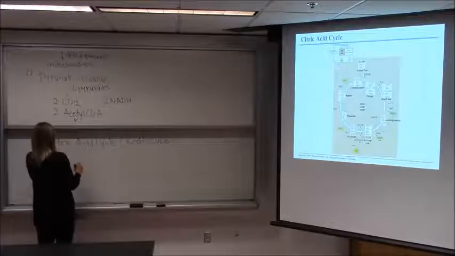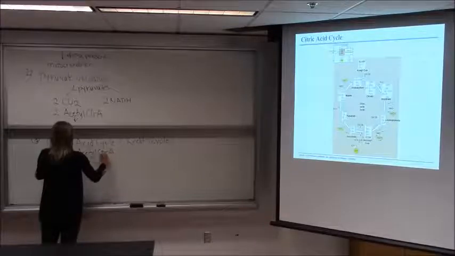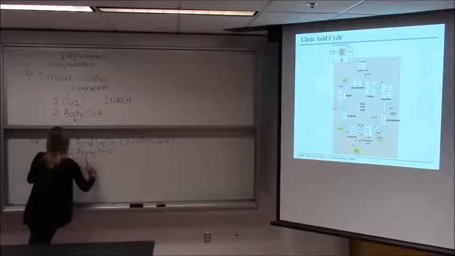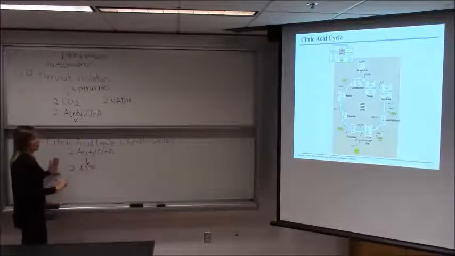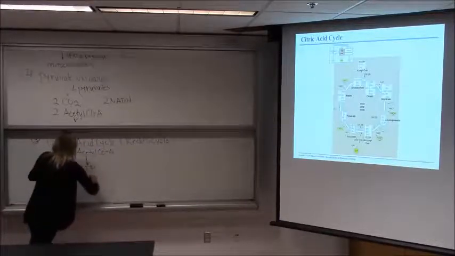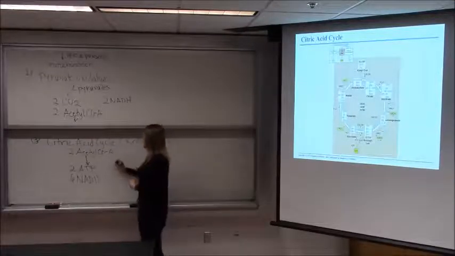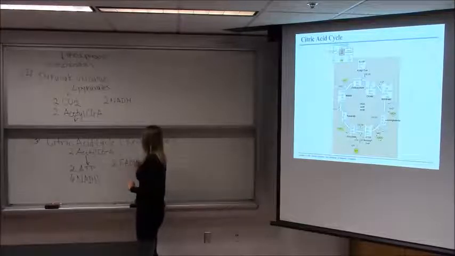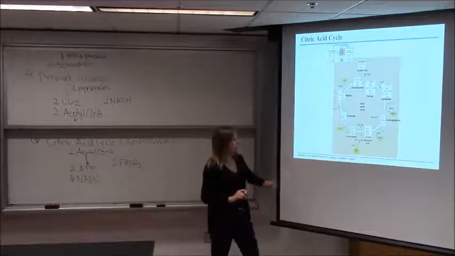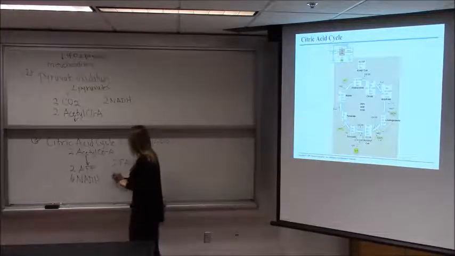So in the citric acid cycle, we start with 2 acetyl-CoA. We're going to generate 2 ATP. For each one, we're going to make 3 NADH, so that's 6 NADH total. And for each one, we make 1 FADH2, so that's 2 FADH2 total. And you can also see that we release 2 carbon dioxides per acetyl-CoA, so that's 4 total.